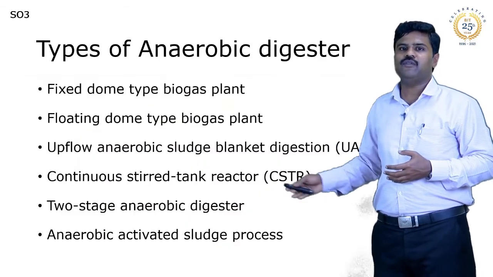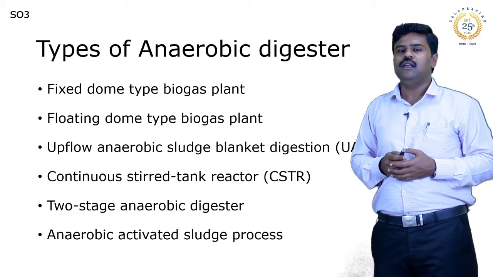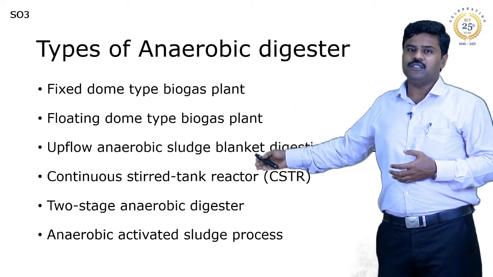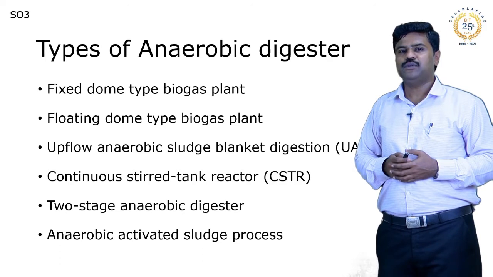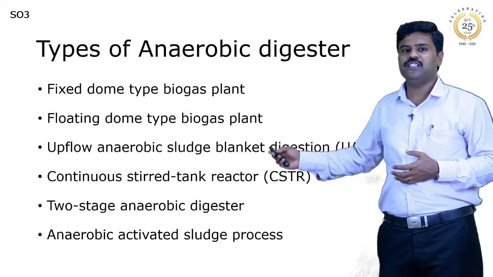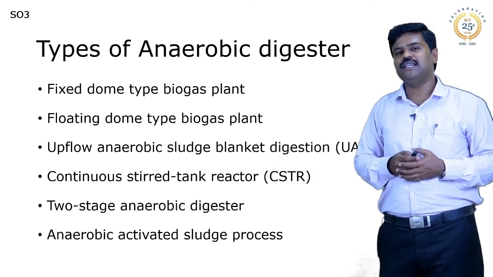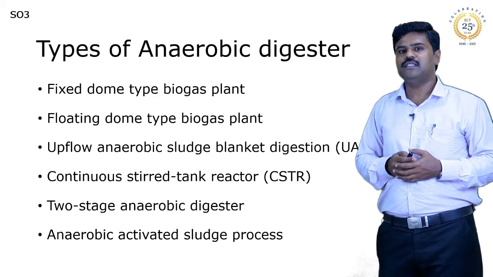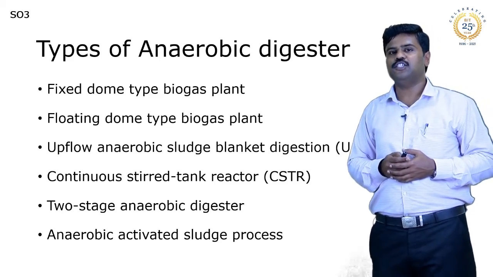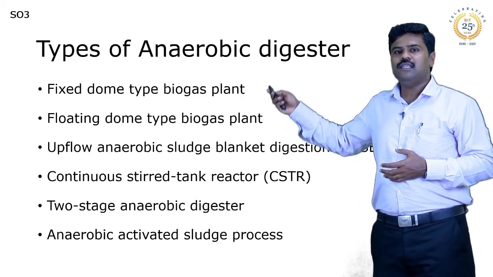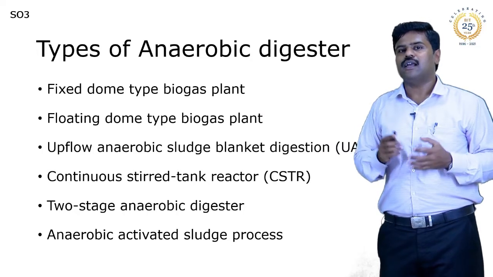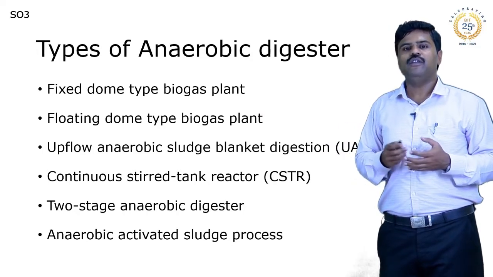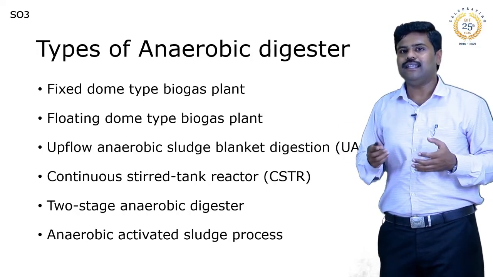There are different types of anaerobic digesters available. Some of them are given here. One is the fixed dome model, another one is the floating dome model. Next one is the upflow anaerobic sludge blanket digestion, and next one is the continuous stirred tank reactor. Next one is the two-stage anaerobic digester, then the anaerobic activated sludge process. Among these reactors, the fixed dome model and floating dome model are the commercially implemented ones. So we are going to see these two models in detail.